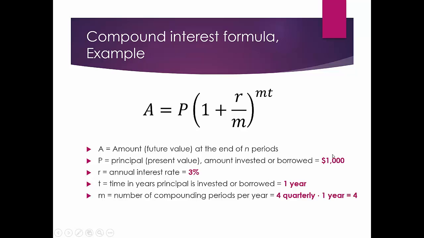Our same one, our $1,000, our interest rate's 3% for 1 year. Number of compounding periods a year, quarterly, so 4 times a year.